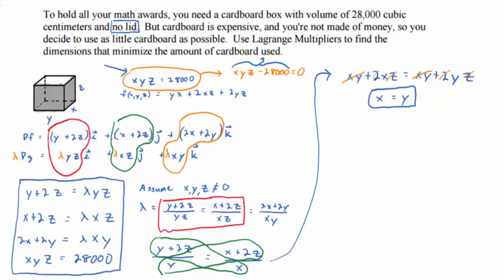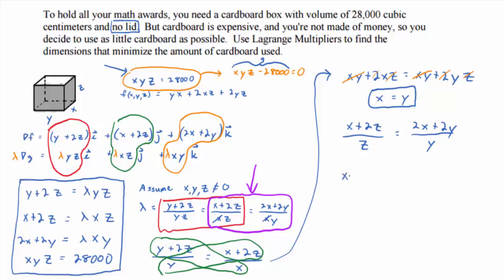And then I can do something similar for this other equality down here. So focus on this. First off, I can multiply through by x. And so the x's are gone, in other words. And I get x plus 2z over z is equal to 2x plus 2y over y. And if I cross multiply, much like I did above, I'll get x times y plus 2yz is equal to 2xz plus 2yz.